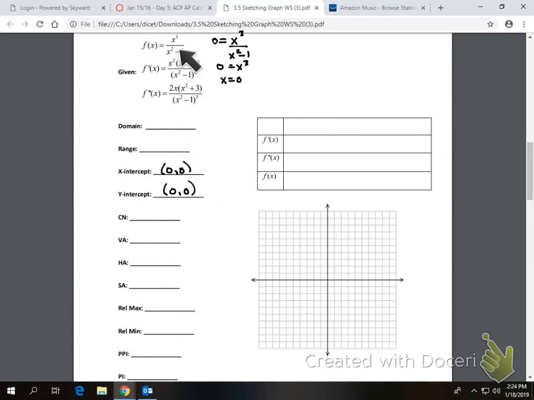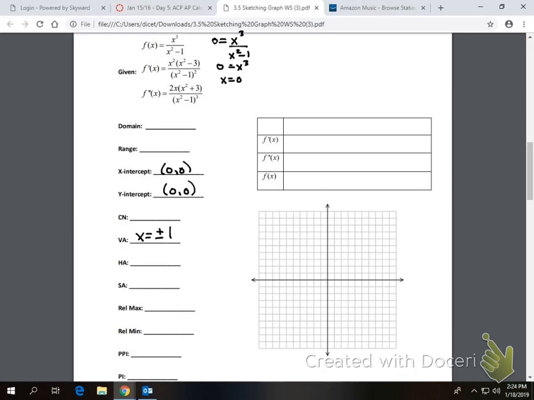Isn't the vertical asymptote what makes my denominator 0? What gives me 0 in my denominator? When x is what? 1 or negative 1. So my vertical asymptotes would be x equals plus or minus 1.